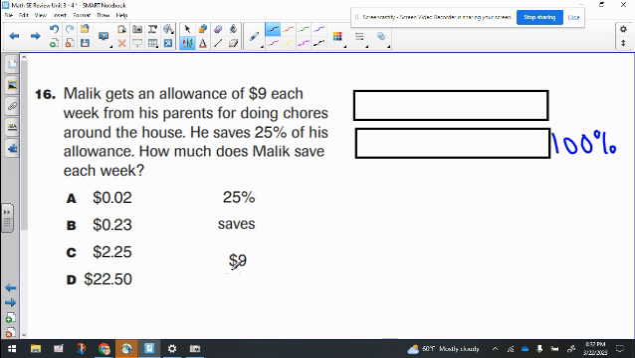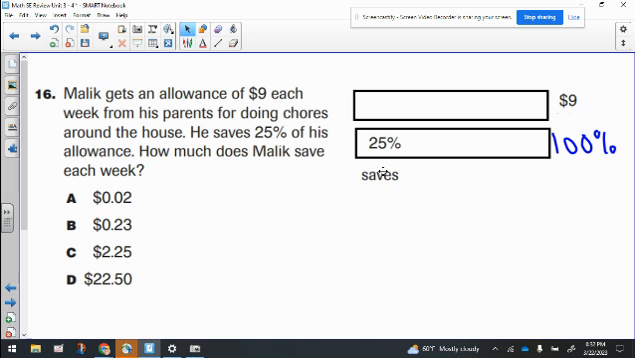So they give us a bunch of information. One of the things they give us is this $9. What is that? That's his total allowance. So let's have, in our tape diagram, the top bar be talking about dollars and the bottom one be talking about percent. Now remember, when you have all of something, you have 100%. So 25% is one of the percents that's listed. We'll put that here, and they mentioned that that's how much he saves.